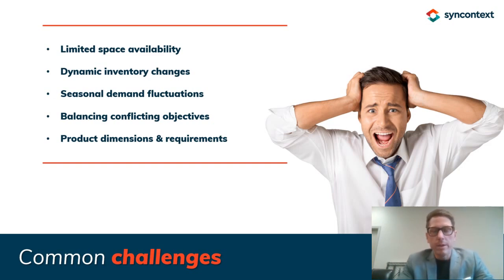The dynamic inventory changes are not being taken into account when items are being slotted, and that's causing more problems downstream. But that is a big one. The next one's seasonal demand fluctuations, sometimes on a weekly basis, depending on how seasonal your operation is. I know grocery is very much like this. It's very hard to keep up with manually without the right data.